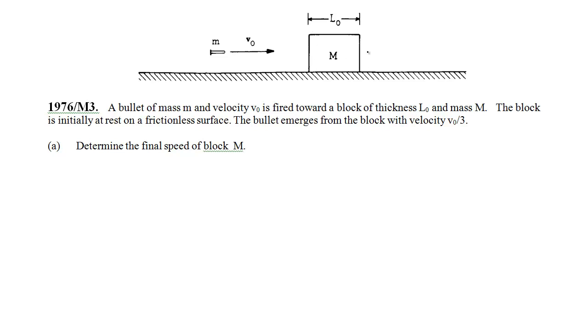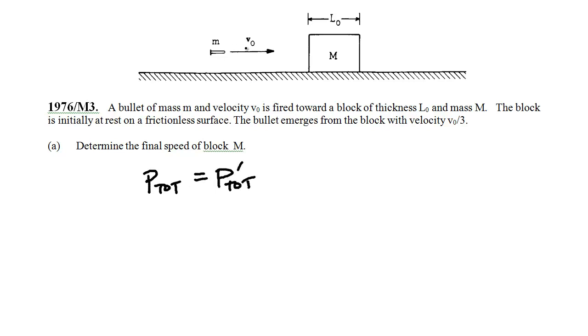Block M is sitting at rest initially. A bullet with mass m and velocity v0 is going to hit block M and go through it; the bullet is not going to embed itself. It's going to go through and out the other side. We want to find the speed of block M afterwards. This is a conservation of momentum problem. Momentum total equals momentum total after.